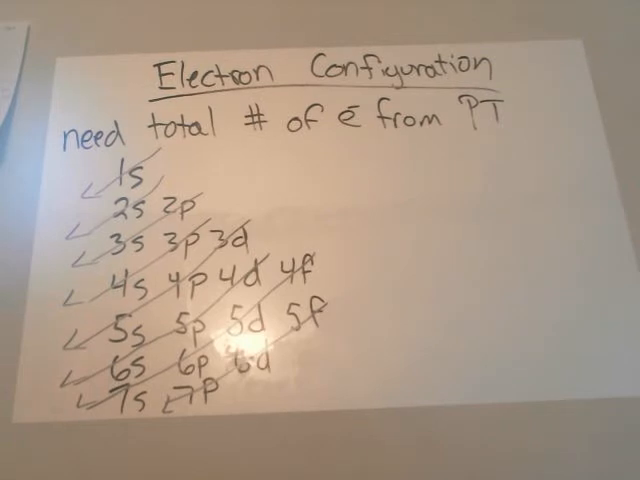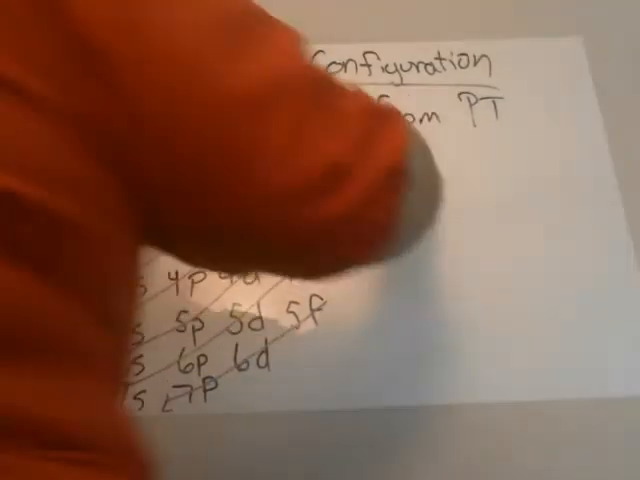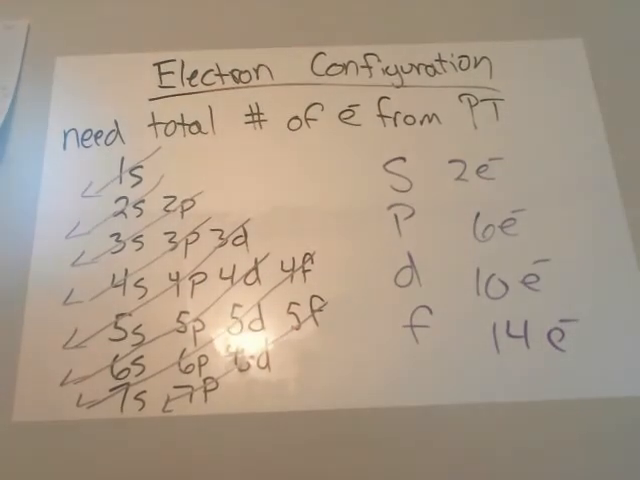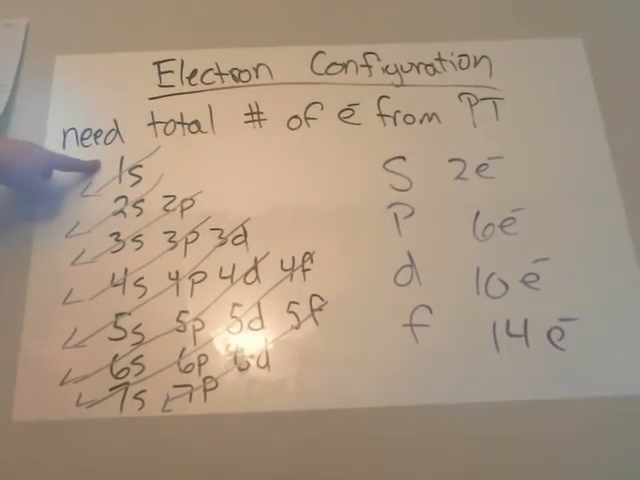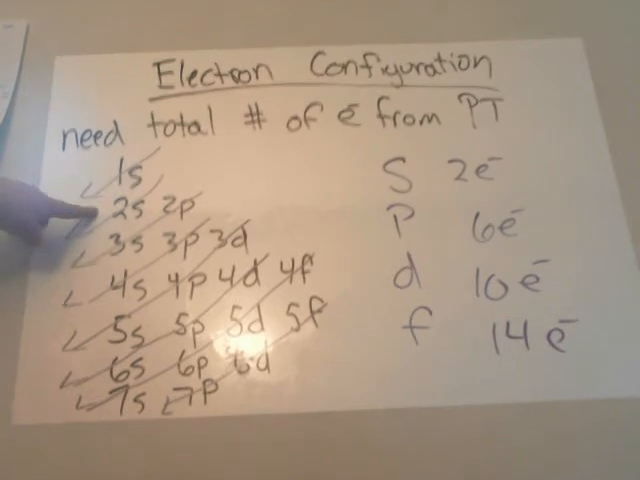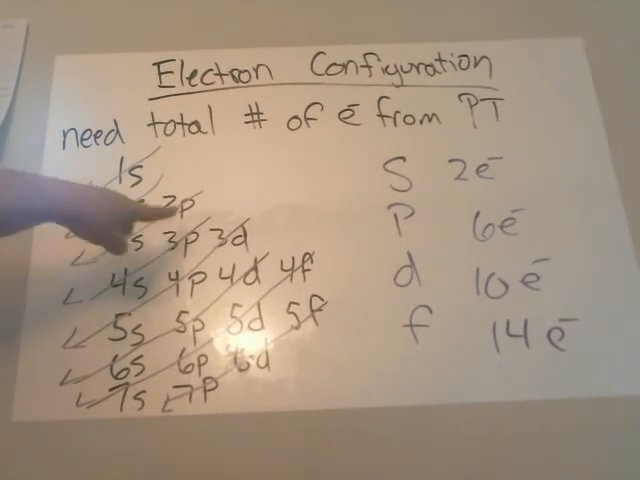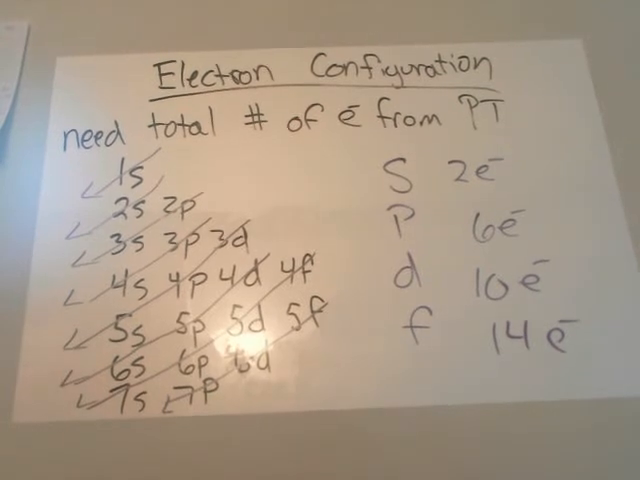You got to remember how many electrons fit in each type of orbital. So remember, s is 2 electrons, p is 6 electrons, d is 10 electrons, and f is 14 electrons. So you put your first 2 electrons in 1s, then you put your next 2 electrons in 2s, you put your next 6 electrons in 2p, your next 2 electrons in 3s, and so on and so forth, until you got to wherever it is that you were going to.